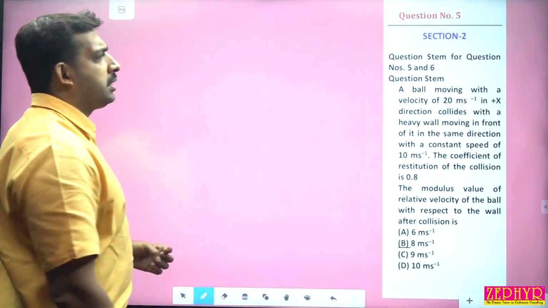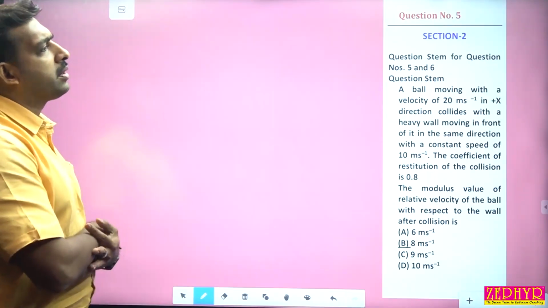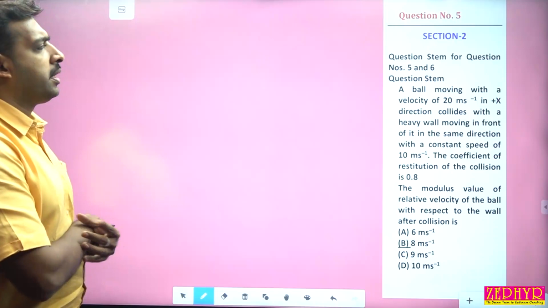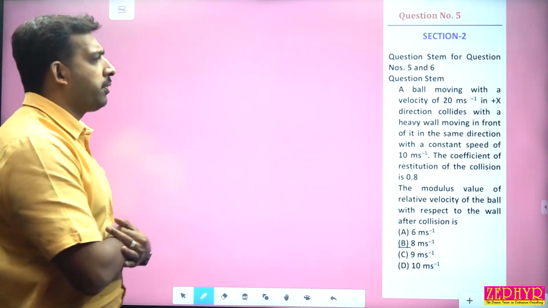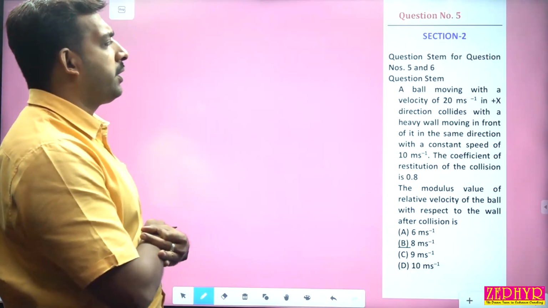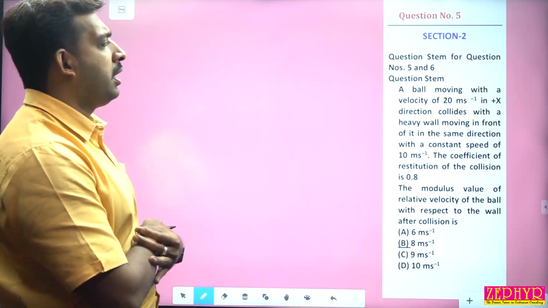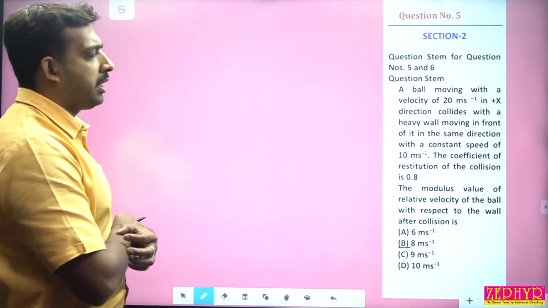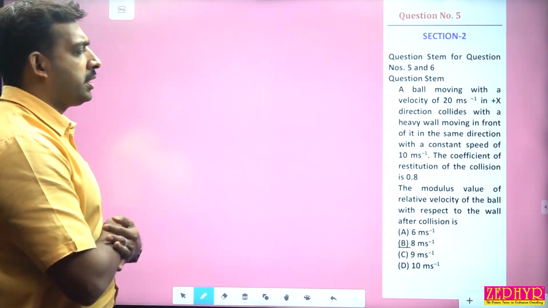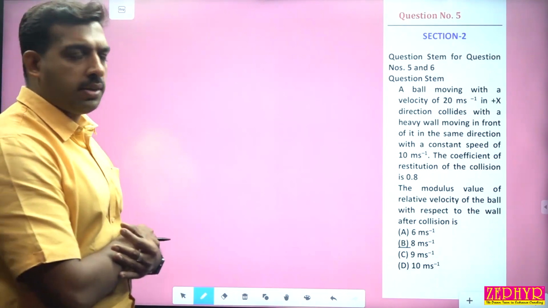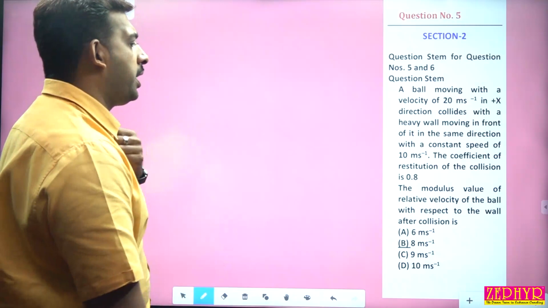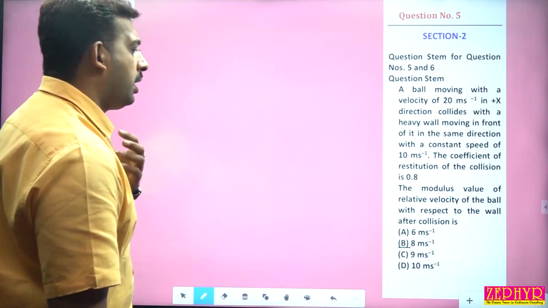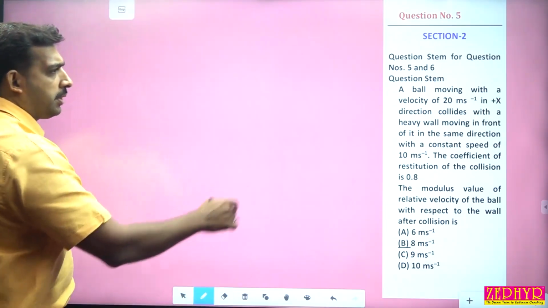Is it clear? Question stem for question numbers 5 and 6. We'll read the question stem first. A ball moving with a velocity of 20 meters per second in positive x direction collides with a heavy wall moving in front of it in the same direction with a constant speed of 10 meters per second. The coefficient of restitution of the collision is 0.8. So it is an inelastic collision. The modulus value of relative velocity of the ball with respect to the wall after collision will be equal to, this is the first stem.